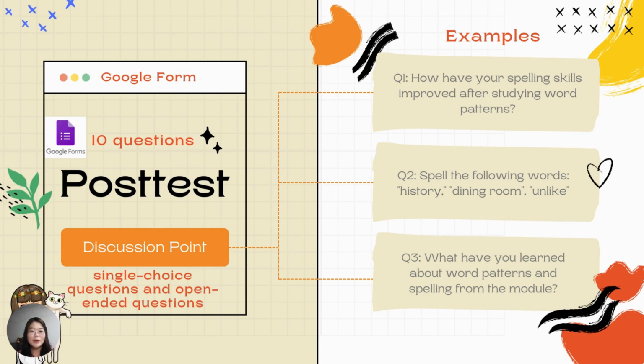And after the practice is a post-test. So I also use the Google Form to collect 10 questions. I think it's about single choice questions and open-ended questions. And some questions are about discussion points, like these examples. For example, how have your spelling skills improved after studying word patterns? Or spell the following words: history, dining room, like. Or what have you learned about word patterns and spelling from the module?